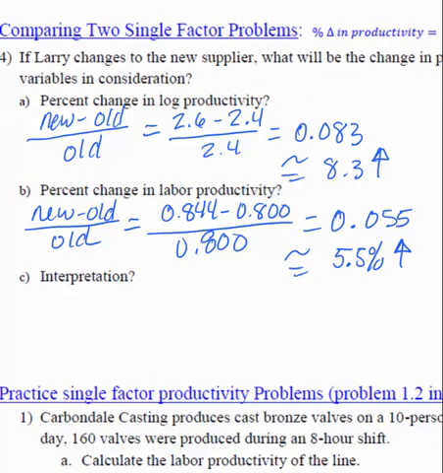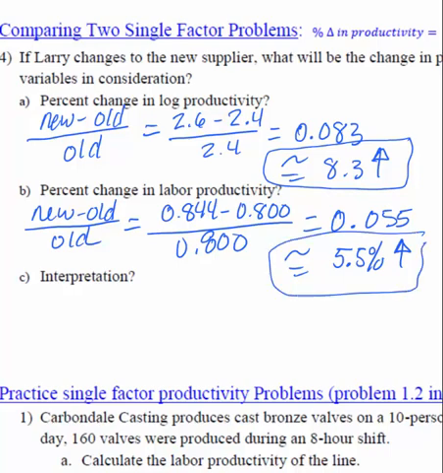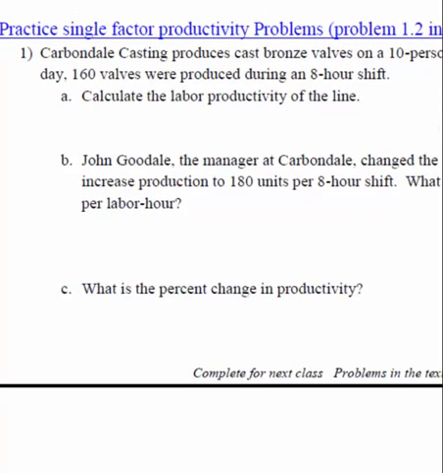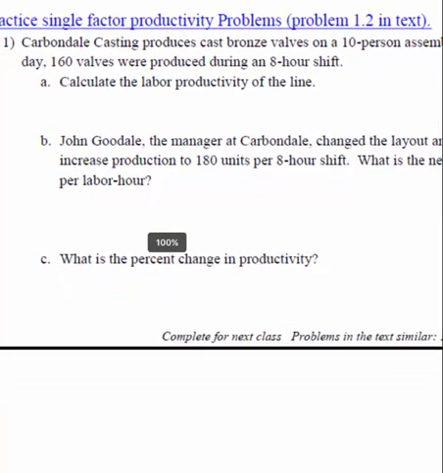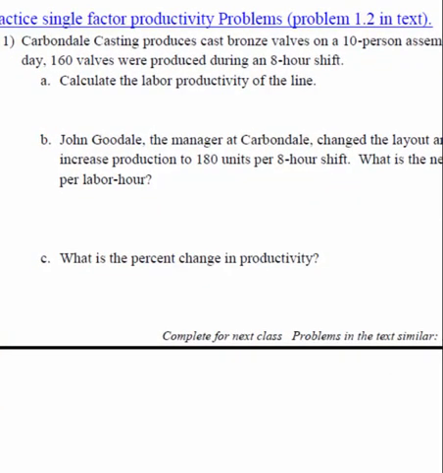So here I have written out the same thing, a little clearer, with a little bit more space, and we interpret this as an increase in log productivity of 8.3% and an increase in labor productivity of about 5.5%. Now, if you want to hang on just a little bit longer, I'll go through and work homework problem 1.2, down here for you, which is actually a problem from the textbook that I just put on here as a practice problem for class. So we'll go ahead and read this.